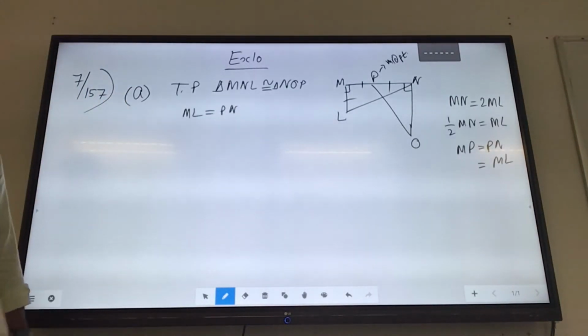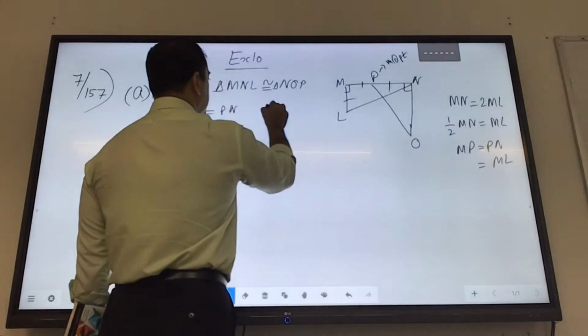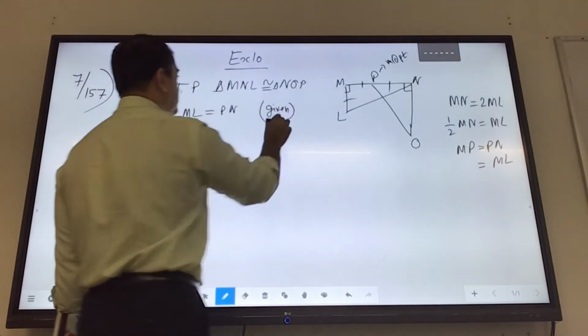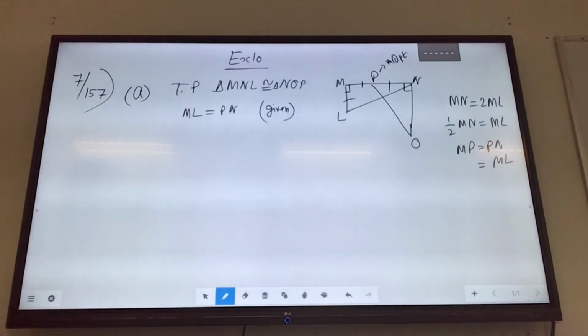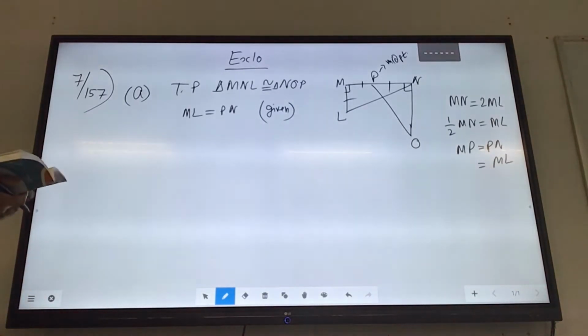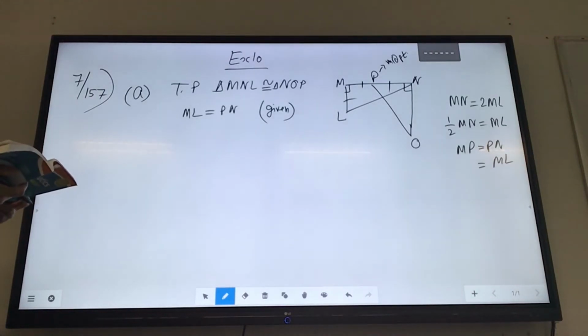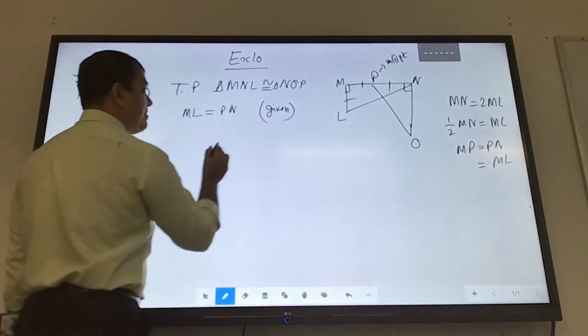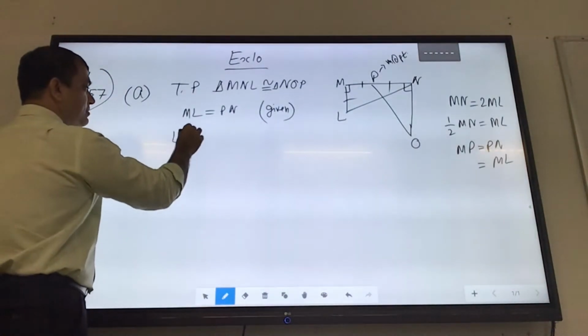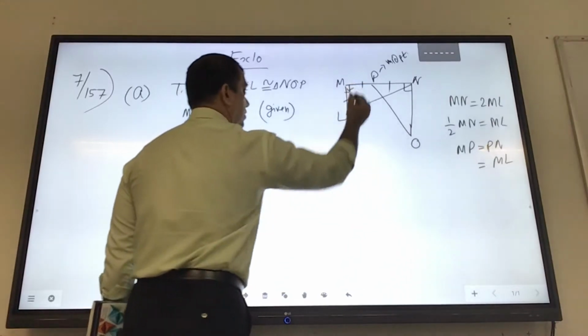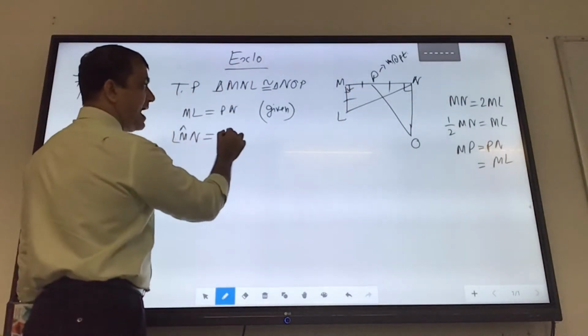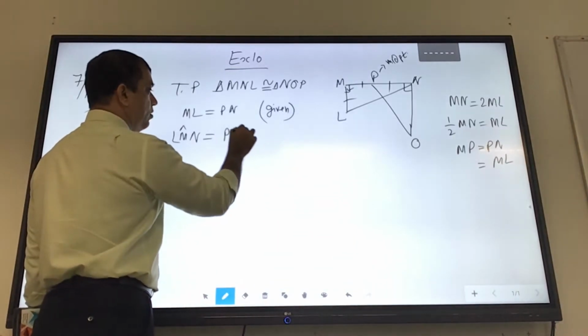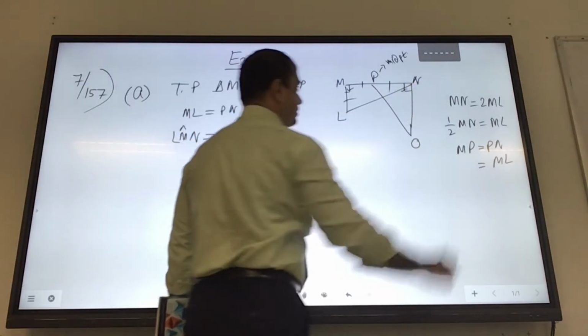Reason? It's given. So I write here in bracket, it is given that these two sides are equal. Clear? Other thing, students, what is other thing? MN is equal to NO. This is also given. Let's talk about angle. Angle LMN, this angle, is equal to angle PNO.